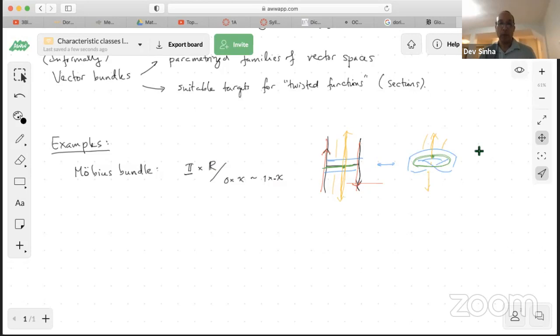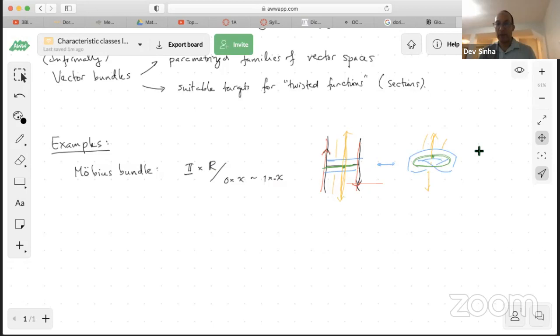One thing we'll see here is that this automorphism of the real numbers sending x to minus x is what keeps track of this twisting by definition in this case, and it's what you want to think of as how there is twisting in a vector bundle in general. What we're measuring is those automorphisms. As far as being a suitable target for twisted functions, what we can call a section is a choice of a point in the vector space.